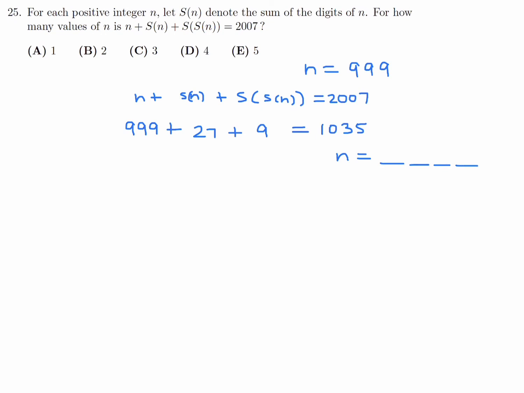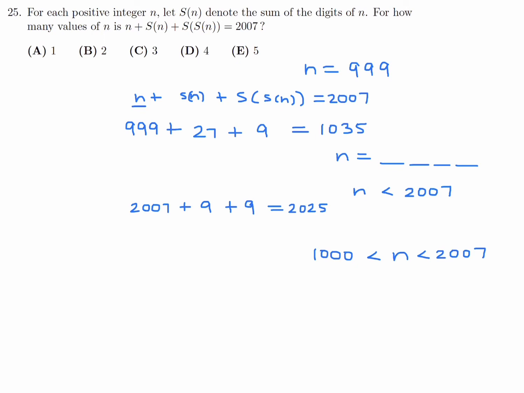Now, one thing for sure is that n has to be less than 2007, right? Because if it's 2007, it would be 2007, plus the sum of the digits of 2007, which is 9, plus the sum of the digits of that, which is another 9, and that's obviously going to be greater than 2007. It's going to be 2025. So n has to be less than 2007, but greater than 1,000, because it's got to be a 4-digit number.